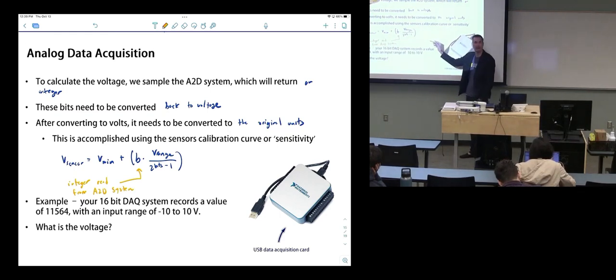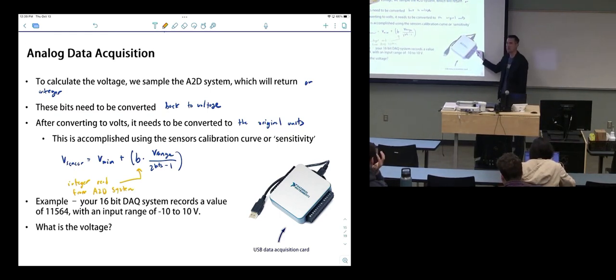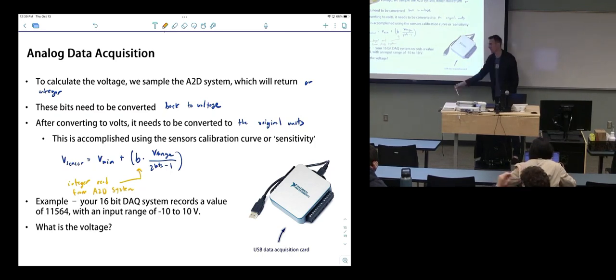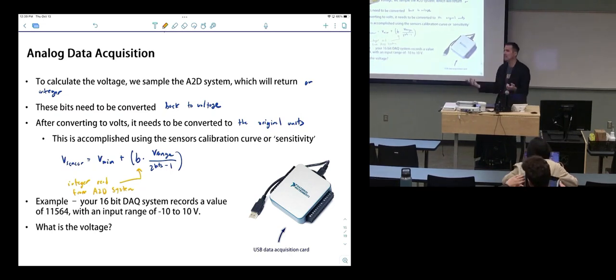This is an example of an analog to digital converter. It's a National Instruments, a really common brand, that plugs into a USB port. It samples an analog voltage and transfers it digitally to your computer. You can also buy A to D cards from SparkFun that are tiny ICs. So they take on many different forms. This is just an example of one.